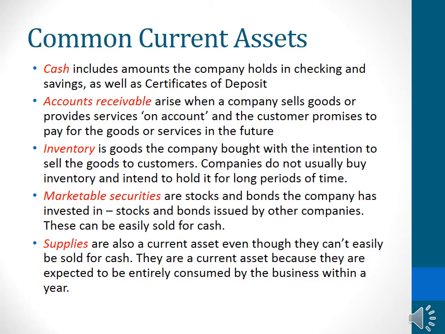Marketable securities are stocks and bonds the company has invested in that are issued by other companies. So my company might invest in the stock of Target Corp or IBM or Apple or Google. This is considered a current asset because I can sell the securities anytime I'd like to sell them.